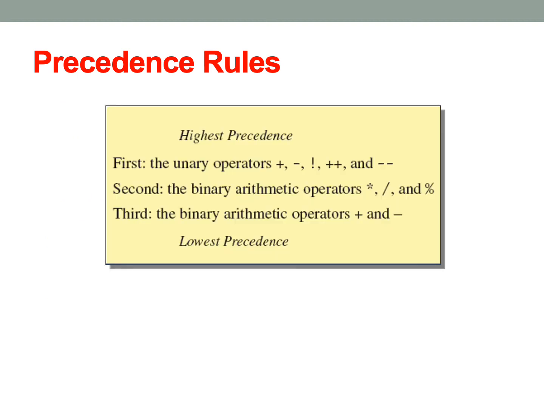To summarize the precedence rules, the highest precedence is the unary operators, which are the positive and negative values, followed by the binary arithmetic operators, which are multiplication, division, and modulus, and at the lowest precedence are addition and subtraction.